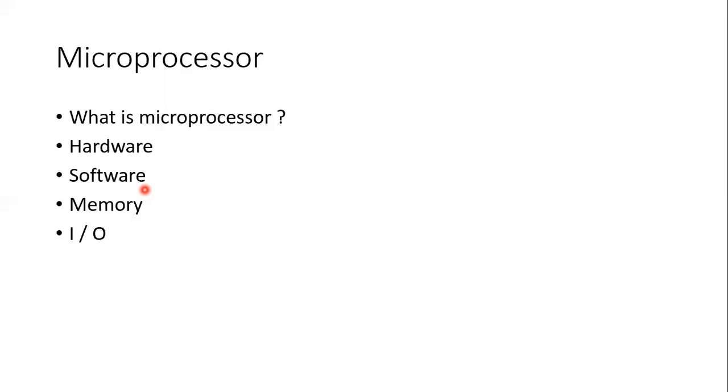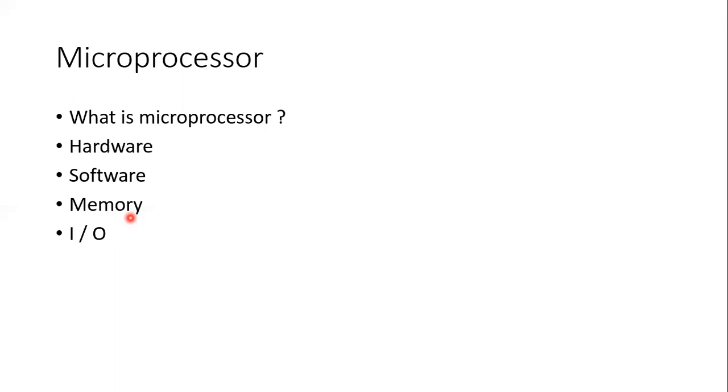Then memory. Memory is a place where we store the data or a program. Here in the microprocessor, we use a little memory, normally a semiconductor chip which has 1 kilobyte of memory.